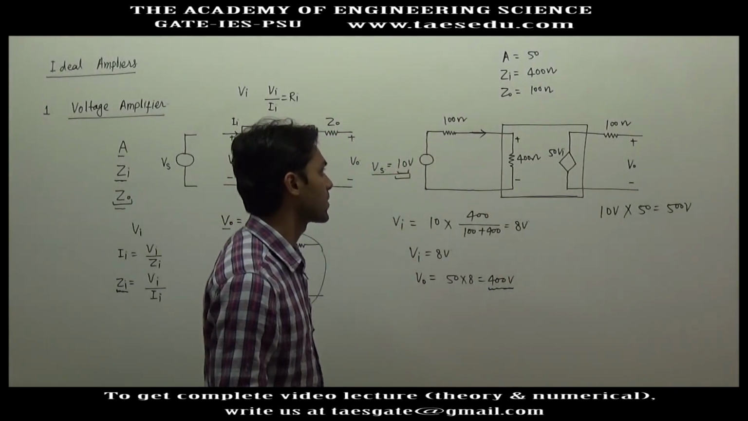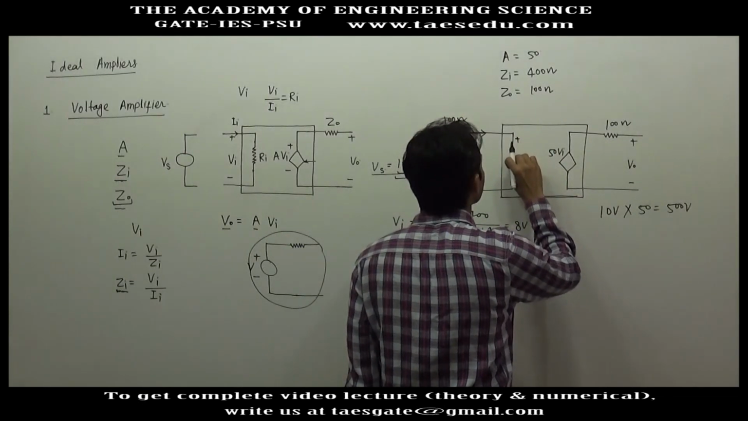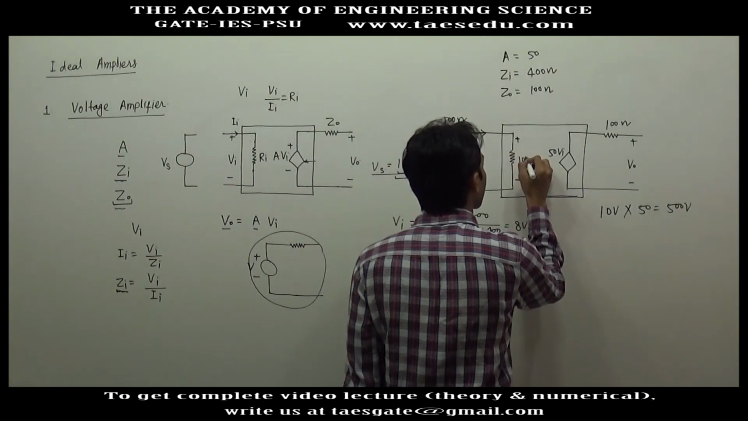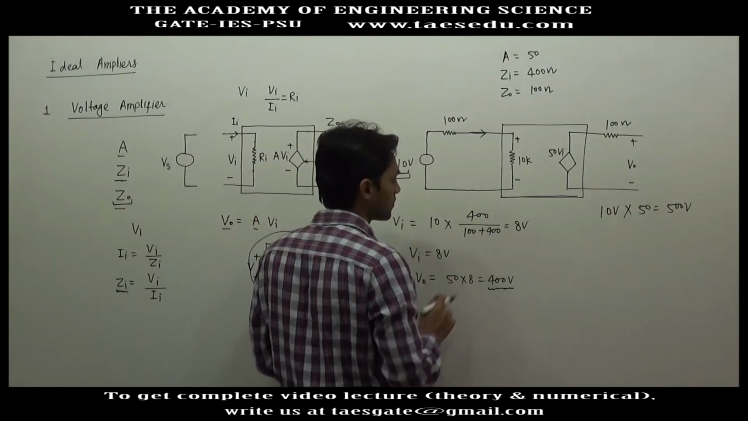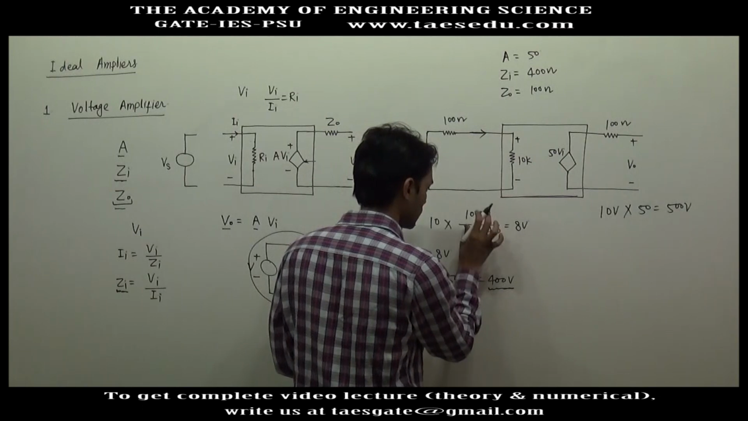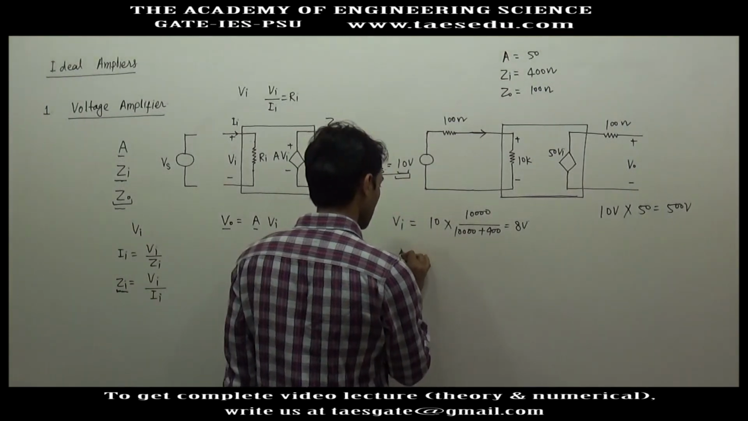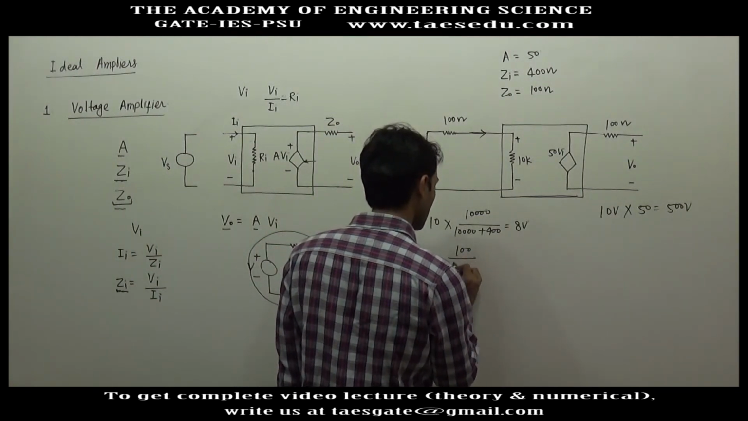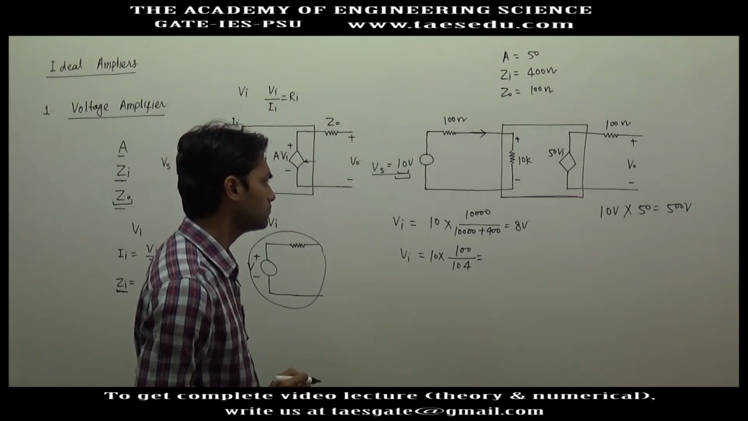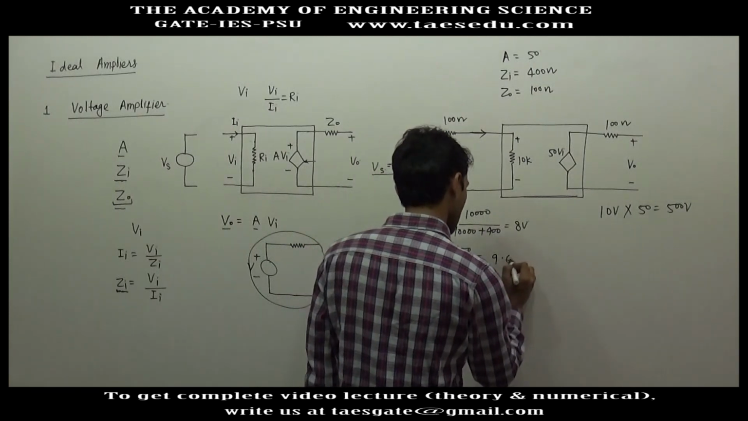Let us not answer this yet. Let us first check what happens if this impedance was very high. Let's say this impedance is 10 kilo ohm. Now what will be the value of Vi? It is 10,000 divided by 10,000 plus 400. So Vi will be 10 into 100 divided by 104. If you calculate it, you will get approximately 9.6 volt.